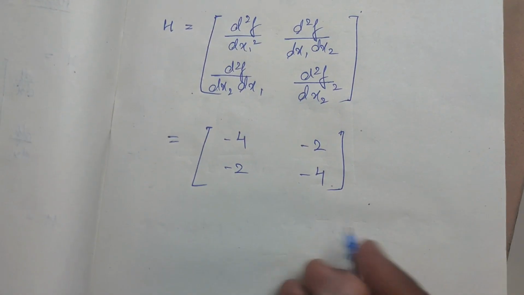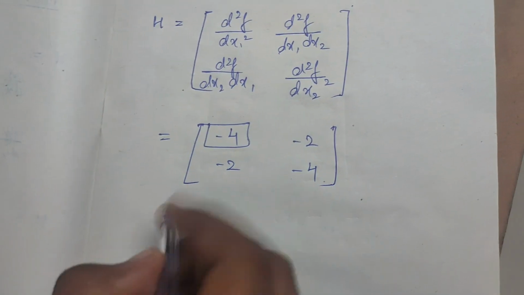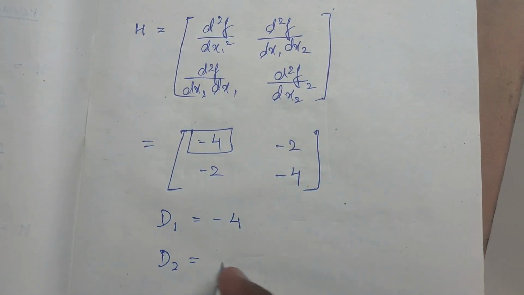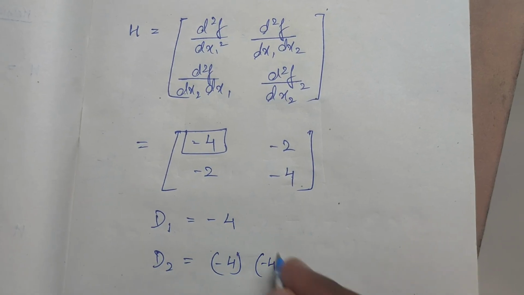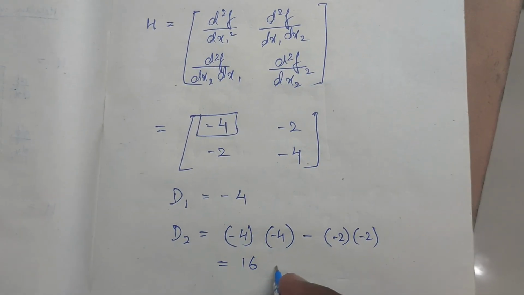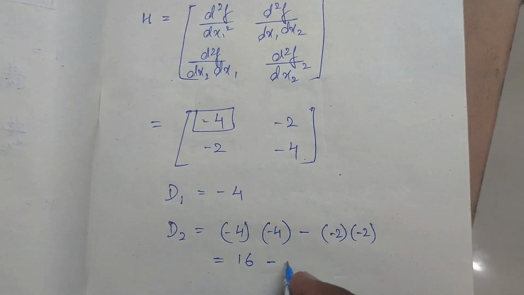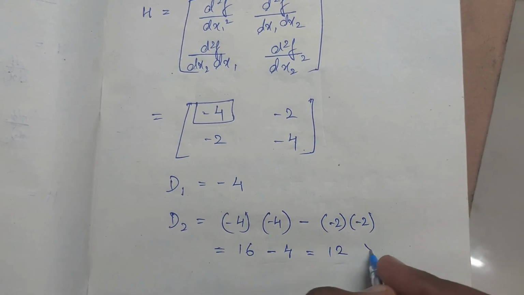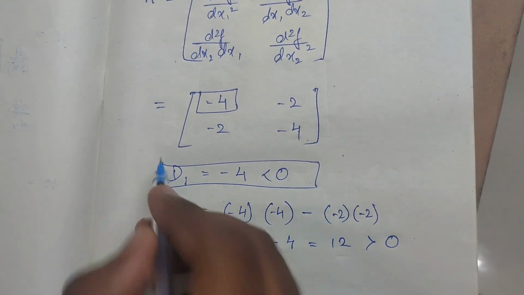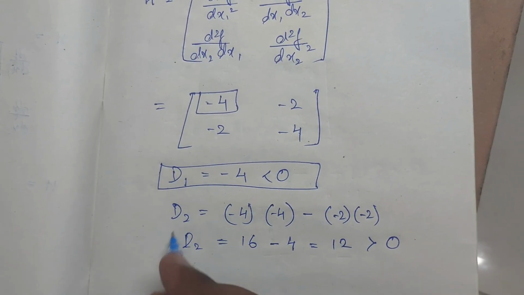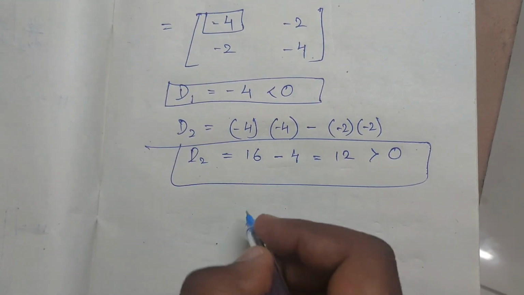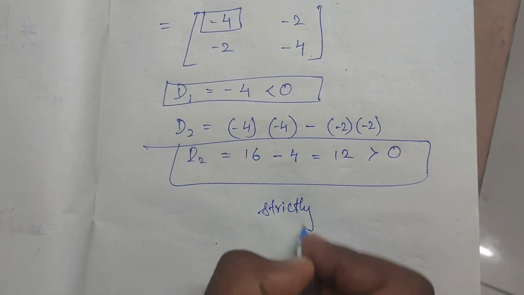Okay. Now principal minors. So d1 is equal to minus 4, and d2 is minus 4 into minus 4 minus 2 into 2. So 16 minus 4, which is nothing but 12, which is greater than 0, and d1 is less than 0. So if you observe, d1 is less than 0 and d2 is greater than 0. So alternating signs starting with less than 0. So this is strictly concave.